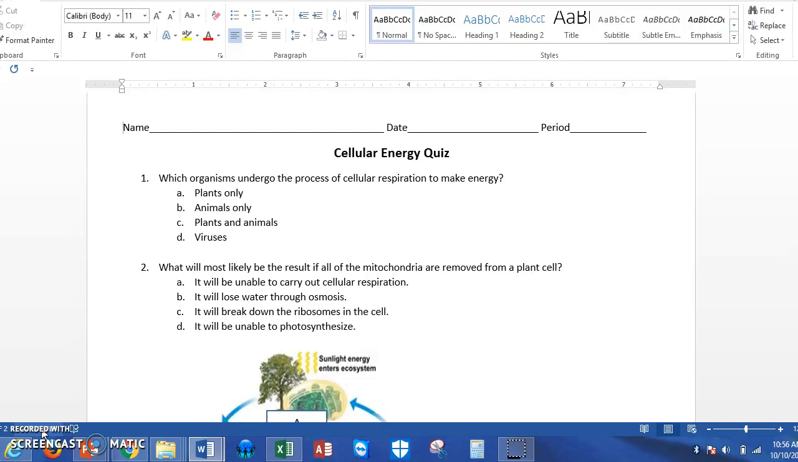Number 2. What will most likely be the result if all the mitochondria are removed from a plant cell? A. It will be unable to carry out cellular respiration. B. It will lose water through osmosis. C. It will break down the ribosomes in the cell. Or D. It will be unable to photosynthesize.